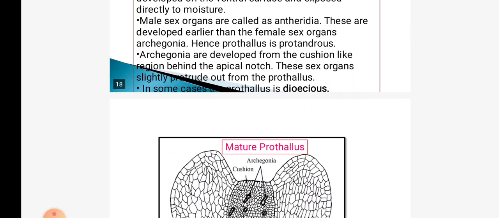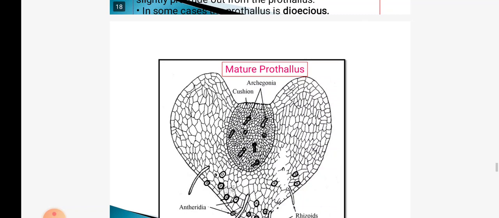See the structure of the mature prothallus containing Archegonia and Antheridia. It also shows rhizoids. Reproductive structures are Antheridia and Archegonia. Archegonia are produced in the cushion-like structure in the prothallus. The mature prothallus of Pteris is a heart-shaped structure containing the sex organs Antheridia and Archegonia, which are male reproductive structures and female reproductive structures.